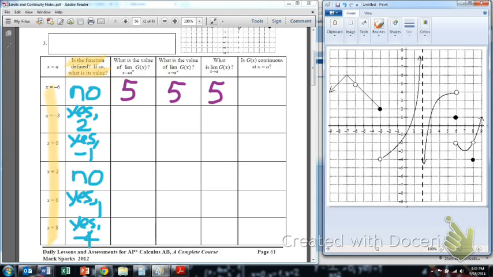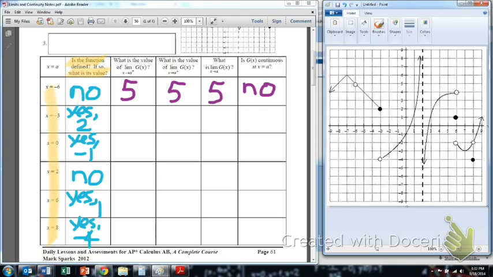Continuous informally means that you can draw the graph there without picking up your pencil to make a hole or a break or an asymptote. So the function's not continuous at -6 because we have to pick up our pencil to draw the hole that's at -6.